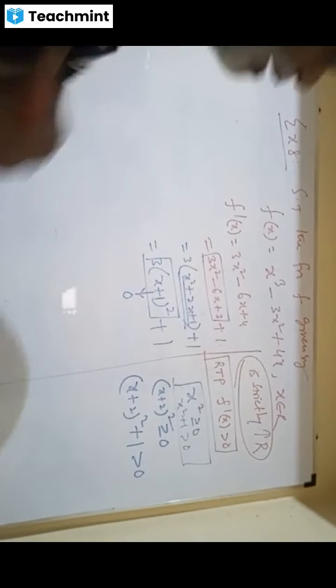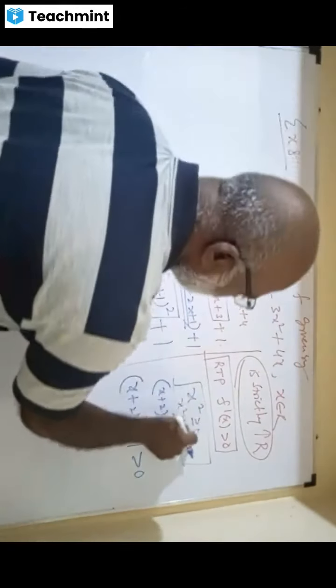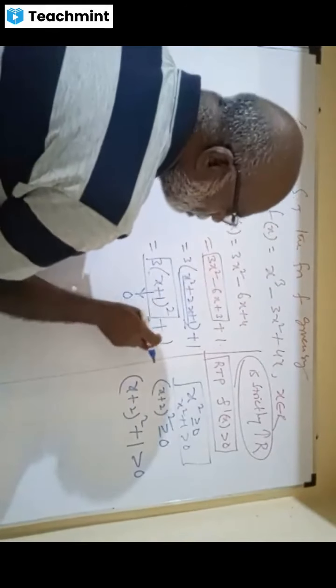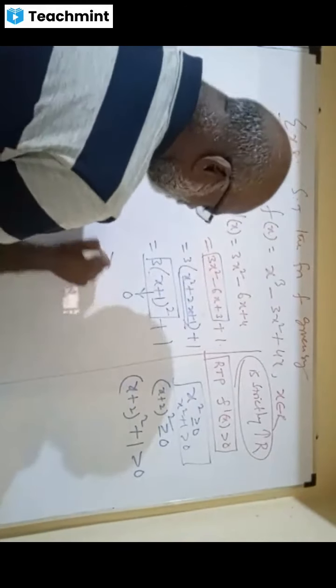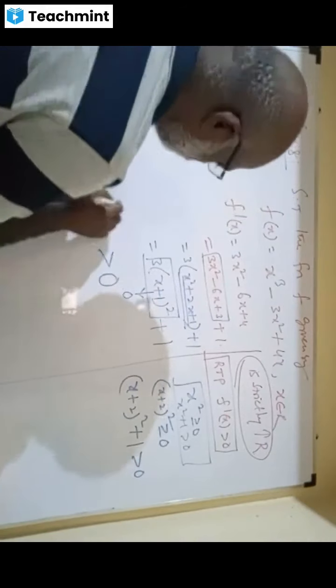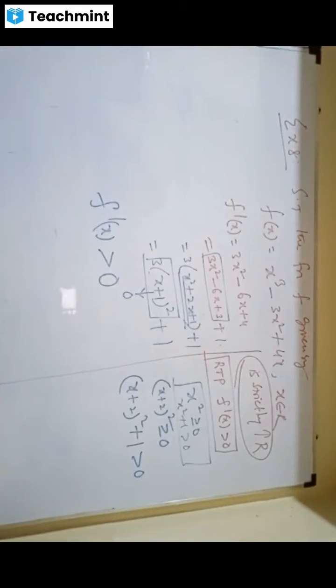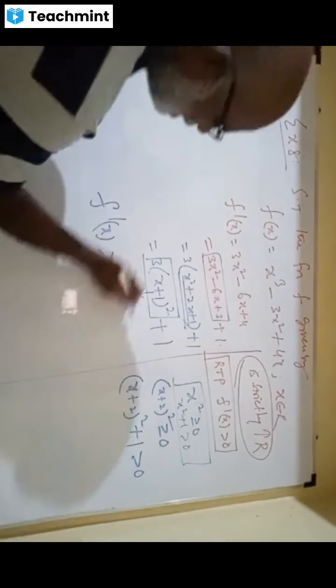The square number, the minimum value of the square is 0 and above. So it's 0. But what about this one? Plus 1. So it's always greater than 0. Do you agree, ma? Yes, sir.